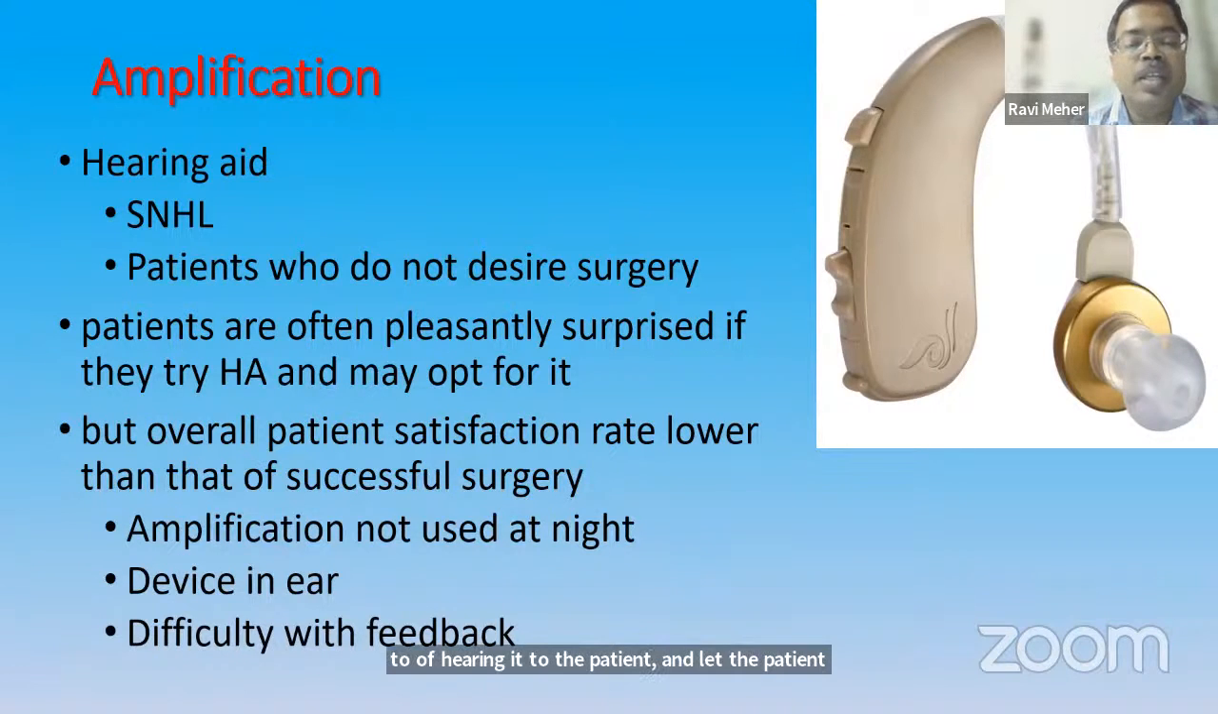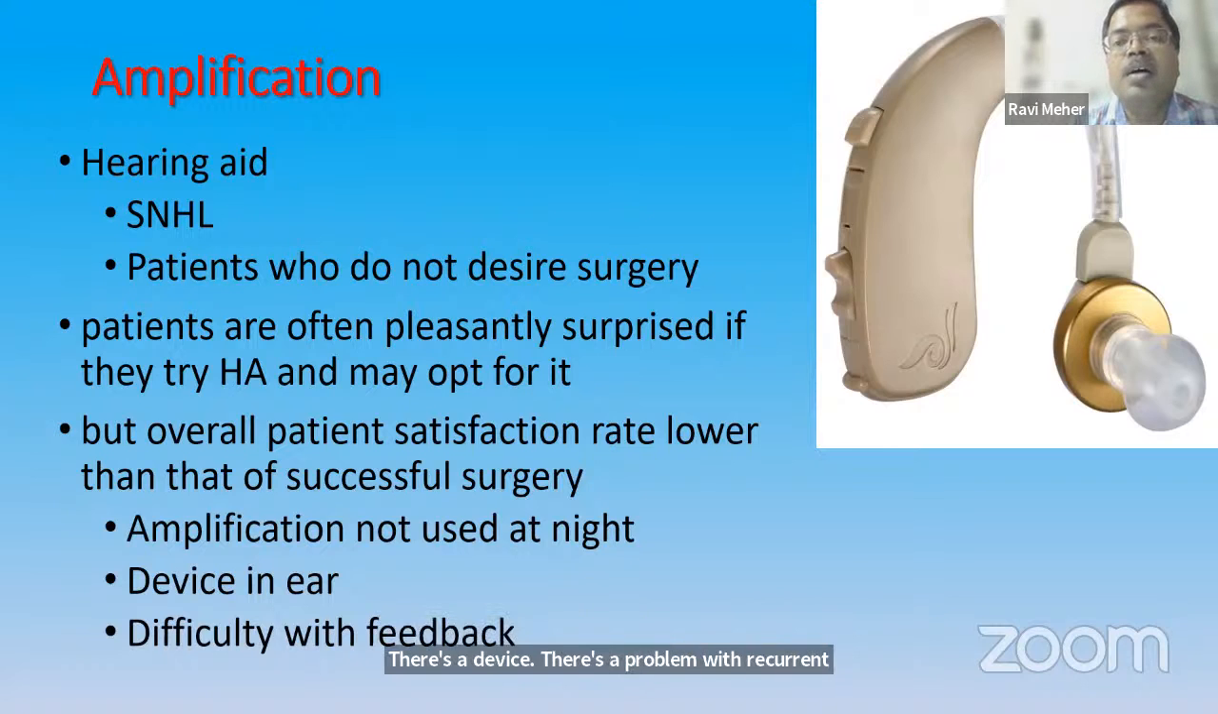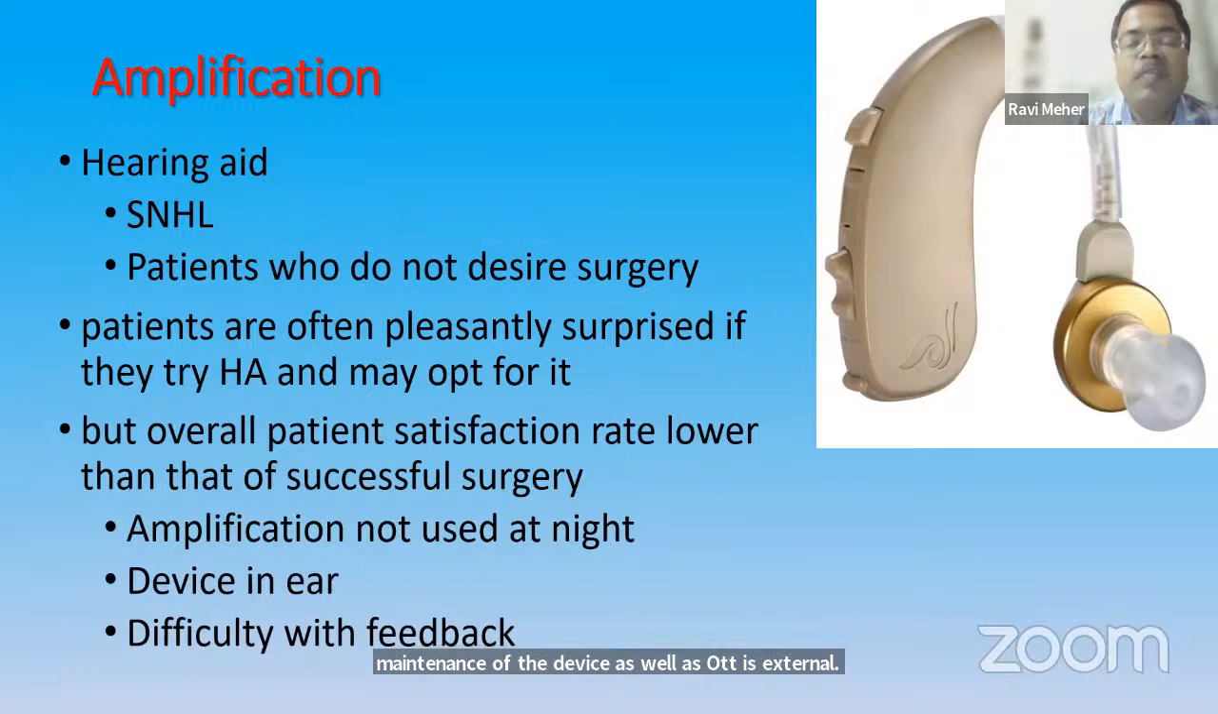The problem with hearing aids is that they are not used at night. There's a problem with recurrent maintenance of the device, as well as otitis externa, and there's difficulty with feedback, right? So there are problems with hearing aids.